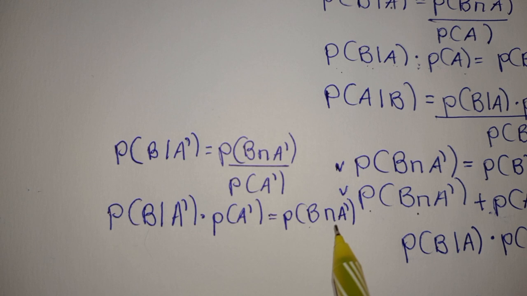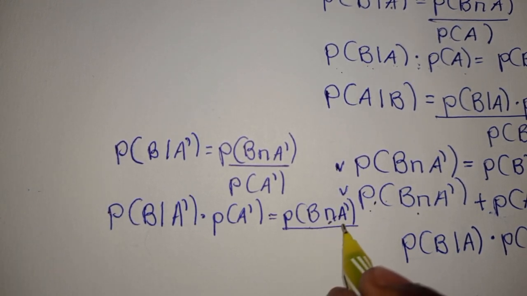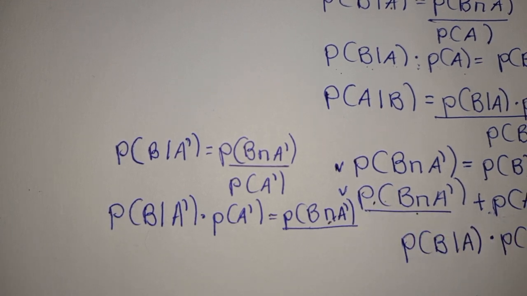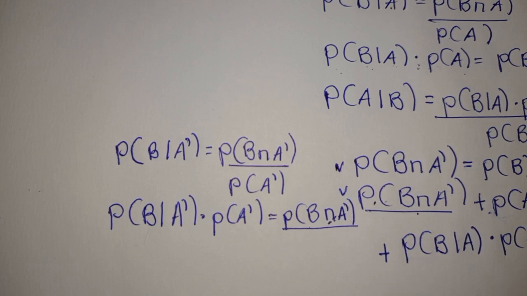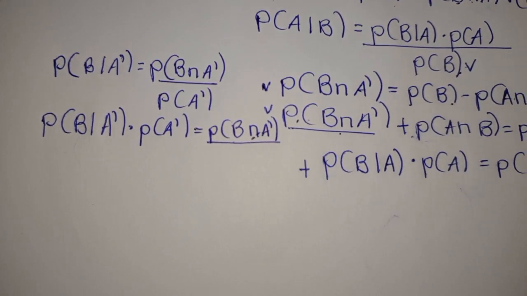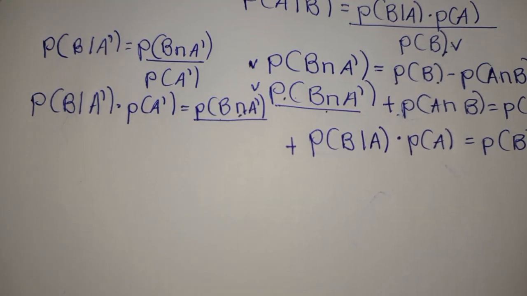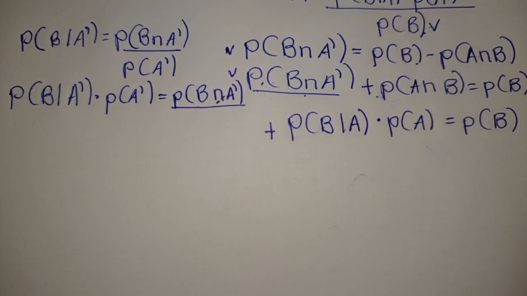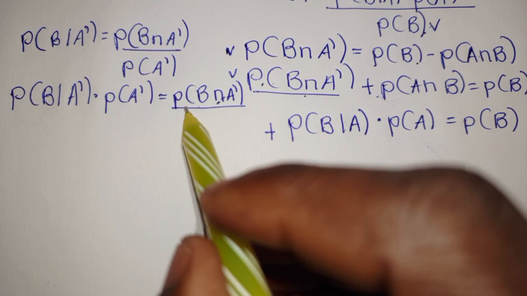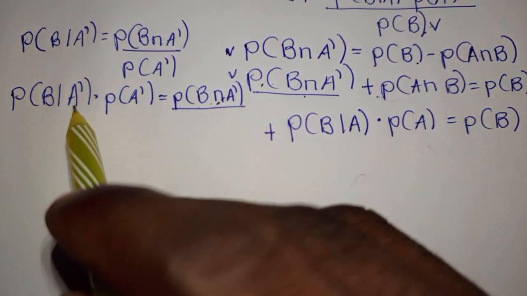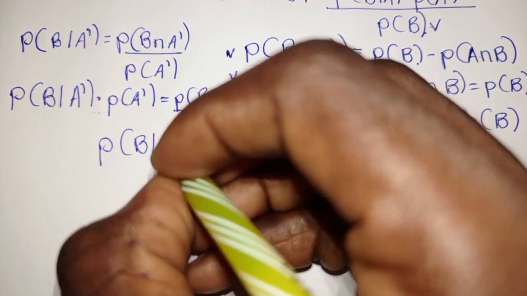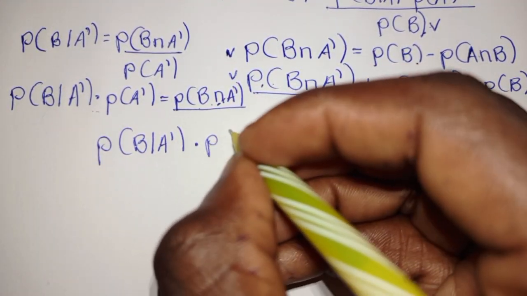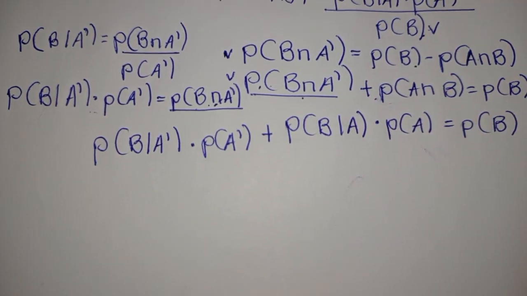So we know now for sure that these two are the same. So where we have the probability of B intersection A complement, we can add it to the very result for us to get the probability of B, as our formula has stated down here. So we know for sure that now that we have the probability of B intersection A complement, we can replace it with this which we have. So we'll have the probability of B given A complement multiplied by the probability of A complement. So that's what we have.